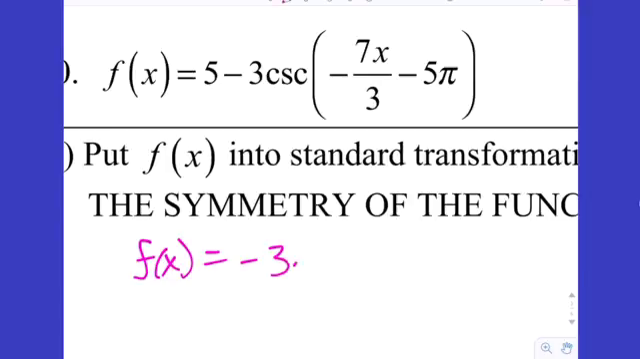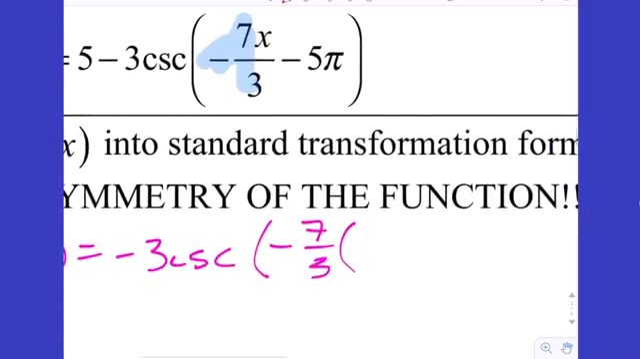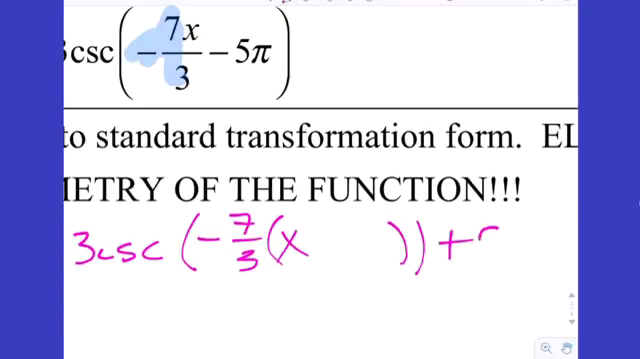So we got -3 cosecant of, now I got to factor out the coefficient of x, which is a -7/3, and the x term is first. So I'm going to go ahead and write -7/3. Oops, that was not right. Parentheses, and I'm going to have an x plus or minus something, something. I'll come back to that. The +5 goes to the back.